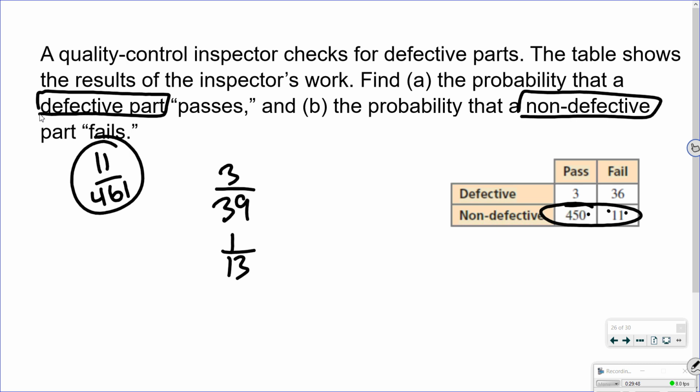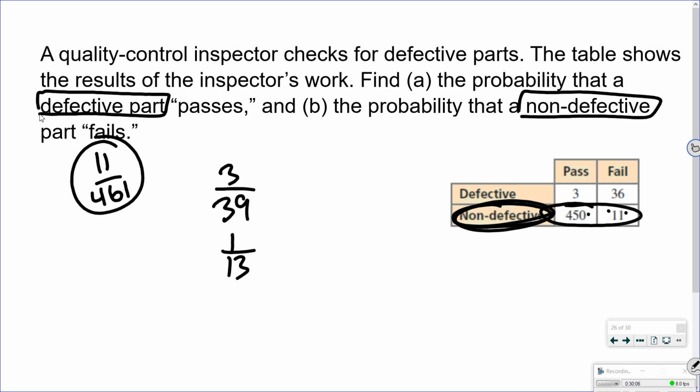So with conditional probability, you're assuming something already happened. In this case, on that last one, it was given to us that it was non-defective. So instead of looking at all of them, we narrowed down and just looked at the non-defective ones. Okay, so that's the condition. It's something that was already given to us.